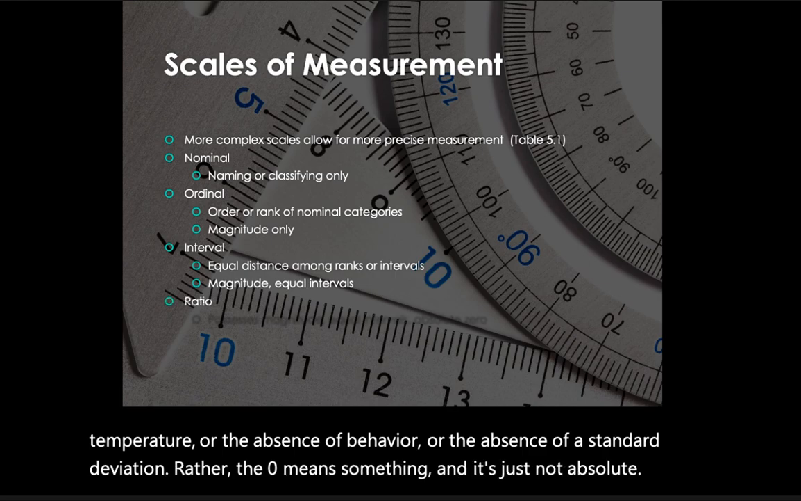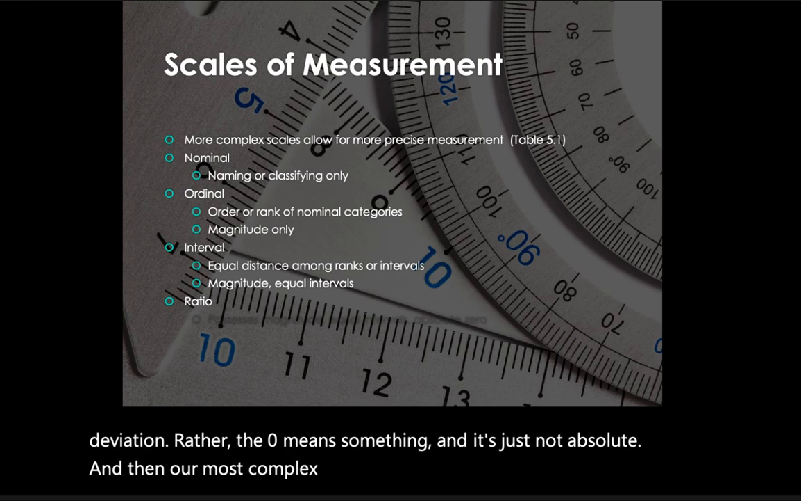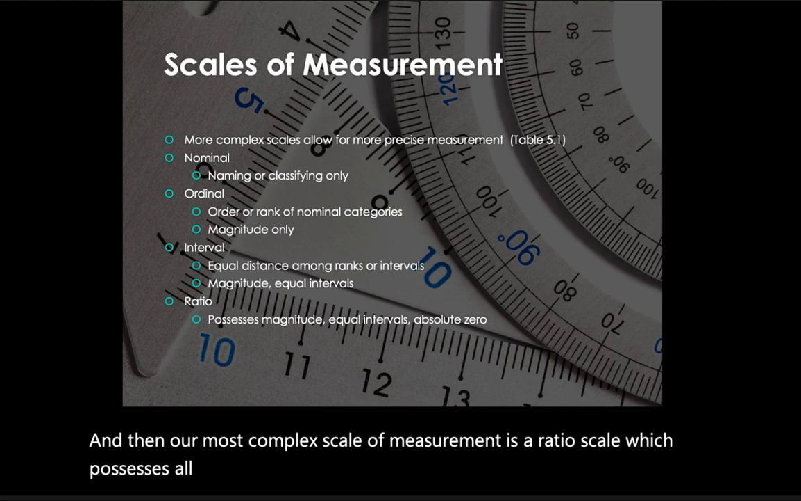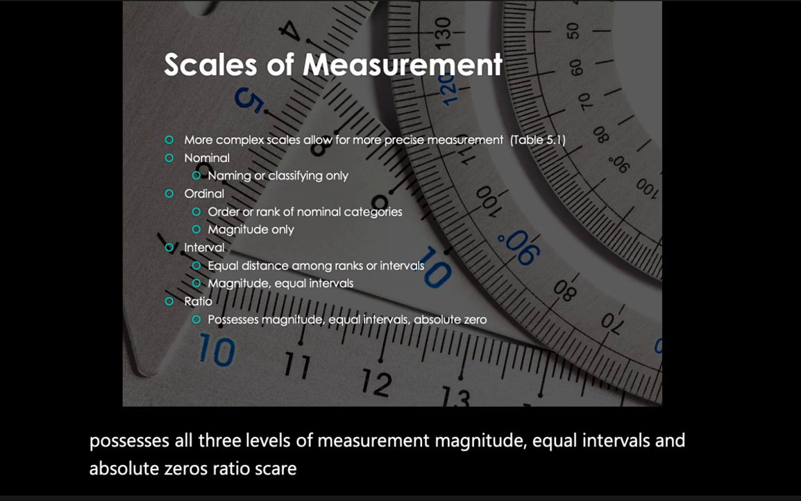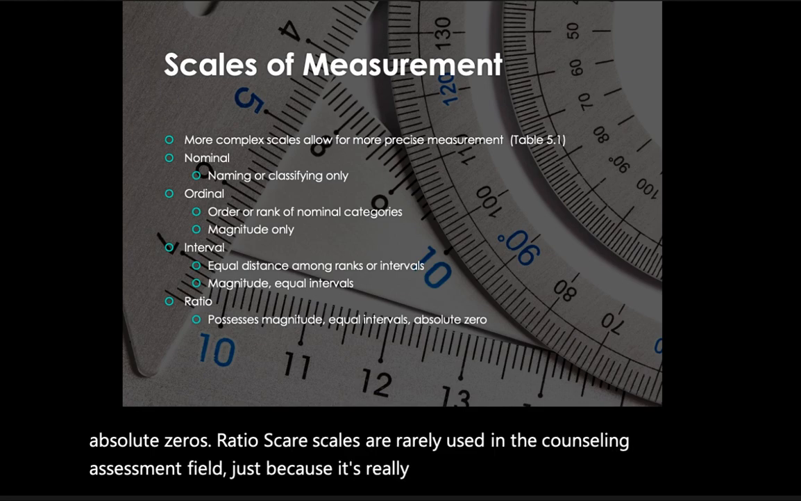And then our most complex scale of measurement is a ratio scale, which possesses all three levels of measurement: magnitude, equal intervals, and absolute zeros. Ratio scales are rarely used in the counseling assessment field just because it's really hard to get something that has an absolute zero.